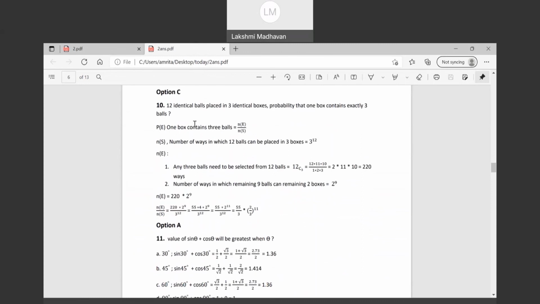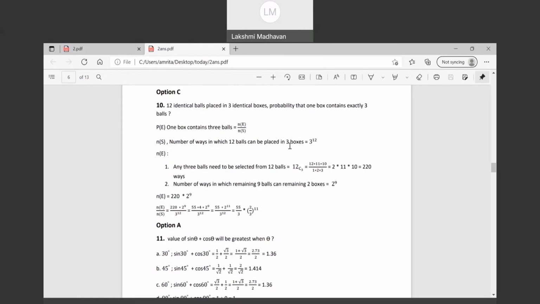So you know how we have to find out the probability of an event, right? So P of E, the condition that one box contains all the balls, as we know the equation, that's N of E by N of S, right? So the number of ways in which 12 balls can be placed in 3 boxes is 3 raised to 12.